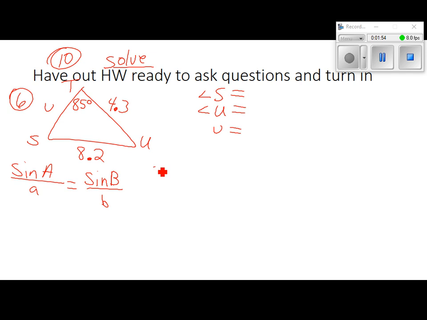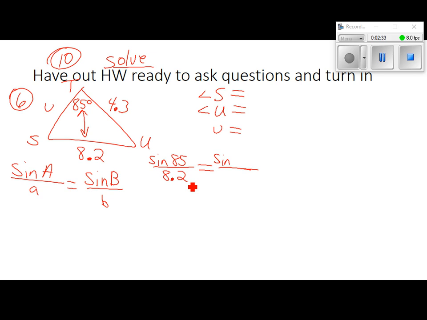How are we going to set this up this time? Have your calculators out so you can help us. Every time you're going to do this, sine, sine. Every single time. Which angle are we going to pick? So what goes here? 85. What's it match up to? 8.2. So that goes on bottom there. You're just matching up the sine of this angle to the length of that side.